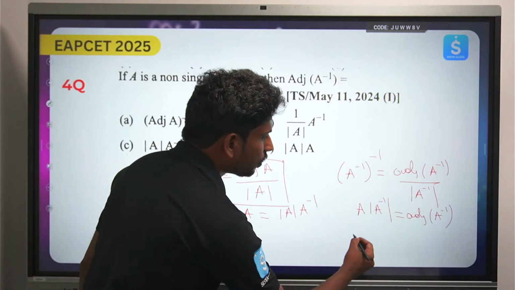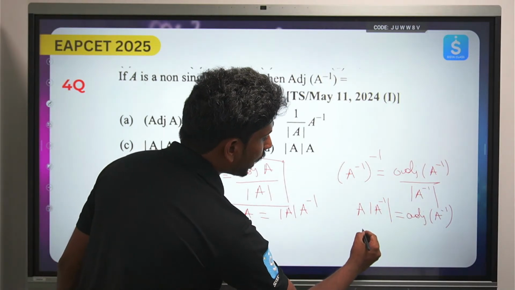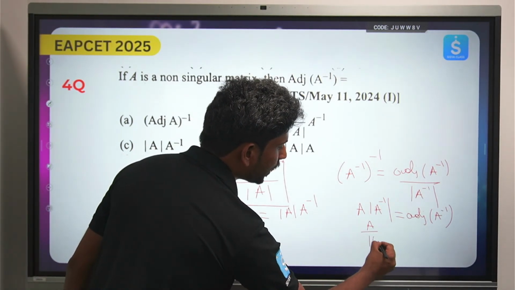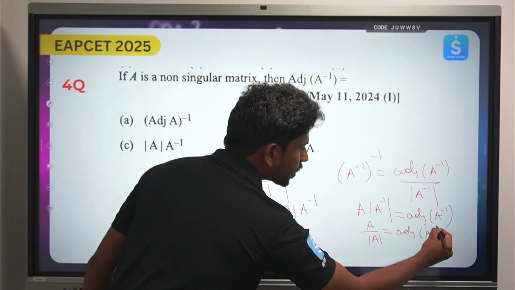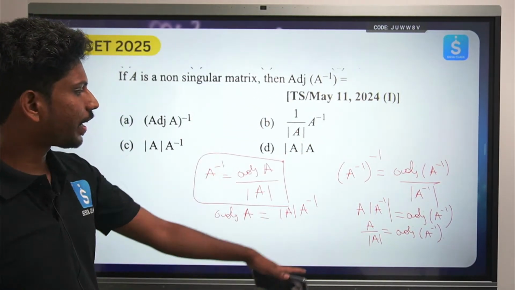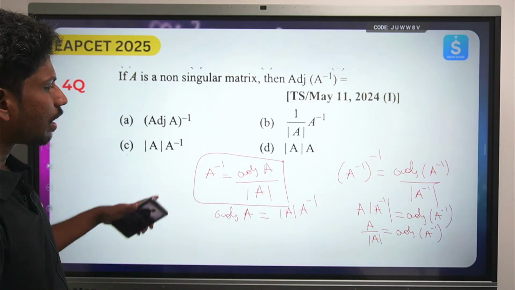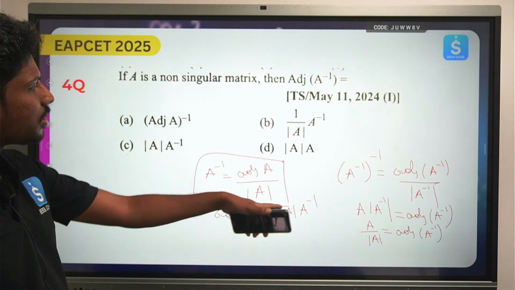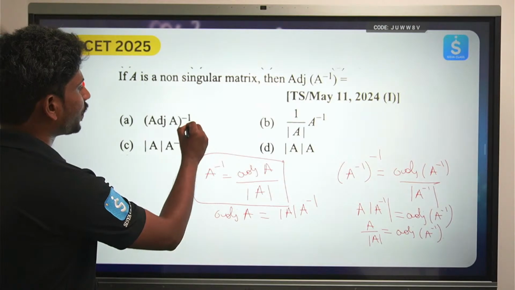Adjoint of A inverse. So now, A into det A inverse, I can write it as A by det A. A by det A is equal to adjoint of A inverse. So I finally got this relation: A by det A is nothing but adjoint A inverse. So now if you try to establish any relation, here we don't have the values of A to support it. So let's try to understand first by option verification.